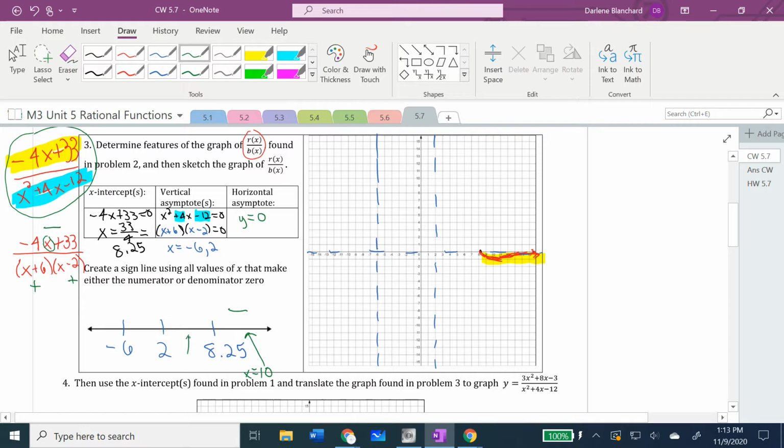Now, let's check some number in this interval. Pick any number between 2 and 8.25. I'm looking for your choice. 5 is a good number. It's a nice number to try. So I'm coming back over here, getting rid of those. Whoa, I dropped my pen.